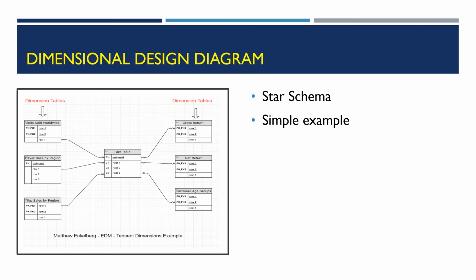It does have some small examples of what could be, as far as pertaining to Tencent, with the gross return, net return, customer age groups, units sold worldwide, region-based. These are dimensions that Tencent would potentially be interested in. And then those facts would come from the companies themselves. So there's a solid set of dimensions and measures.